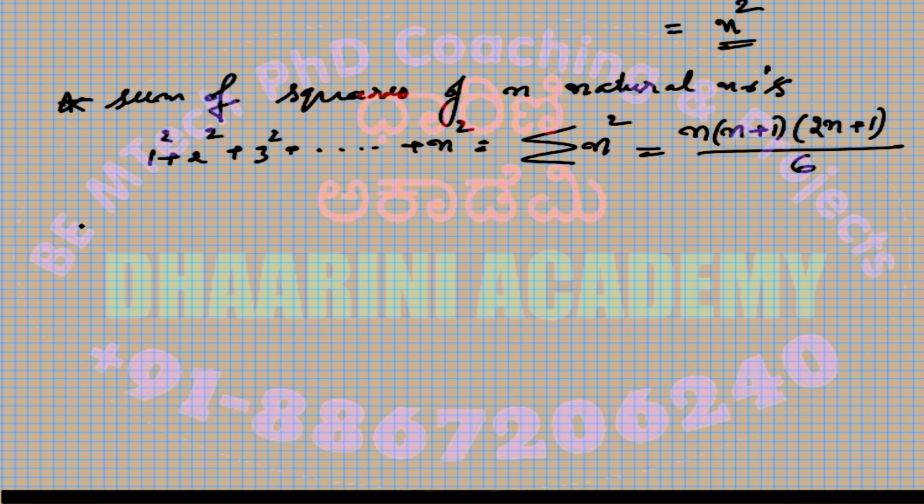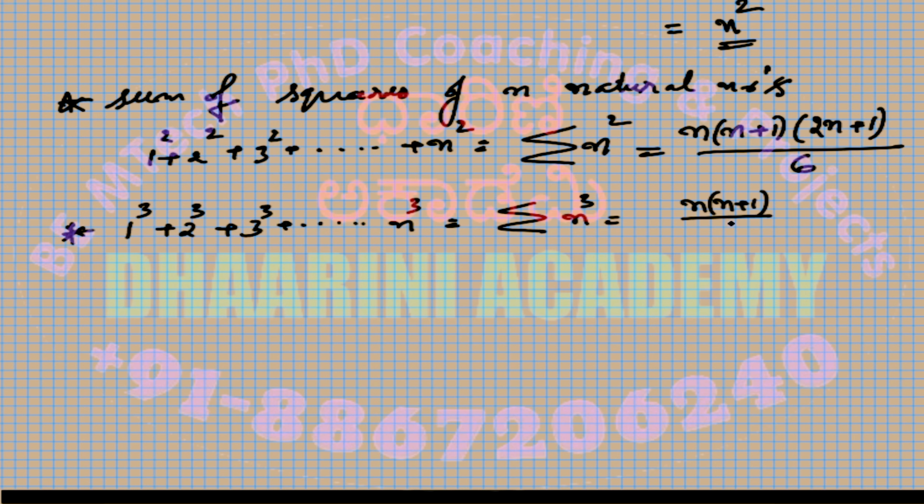Okay, similarly, let's write a few more terms. So the next one, what if I want to write 1 cube plus 2 cube plus 3 cube dot dot dot up to n cube? This can be written as a summation of n cube. So the standard answer for summation of n cube is n into n plus 1 by 2 the whole square. Okay, so actually I can rewrite this as summation of n the whole square, because summation of n, you can see that is nothing but n into n plus 1 divided by 2.